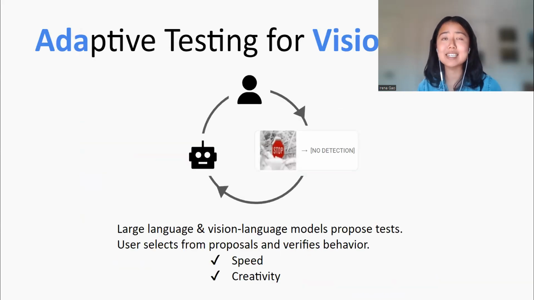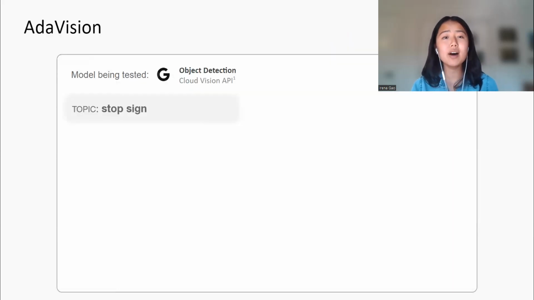In this work, we present adaptive testing for computer vision, or AdaVision. The goal of AdaVision is to address some of those shortcomings of human-in-the-loop testing. Rather than having users generate tests and topics to explore on their own, we offload some of this work to foundation models, asking CLIP and GPT-3 to propose what topics and images to test with. Users then steer the testing process by deciding which of these proposals to actually use and by scoring model behavior. I'll now walk through how the process works in more detail.